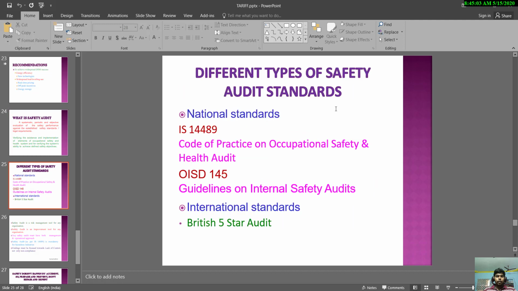There are different types of safety audit standards available, similar to BEE standards for electrical and electronic appliances, where a 5-star rating is preferable to 1-star or 2-star. Like that, here also there are some safety standards. That is national standard IS 14489, Code of Practice on Occupational Safety and Health Audit. The next one is OISD 145, Guidelines on Internal Safety Audits, and the British 5-star audit.